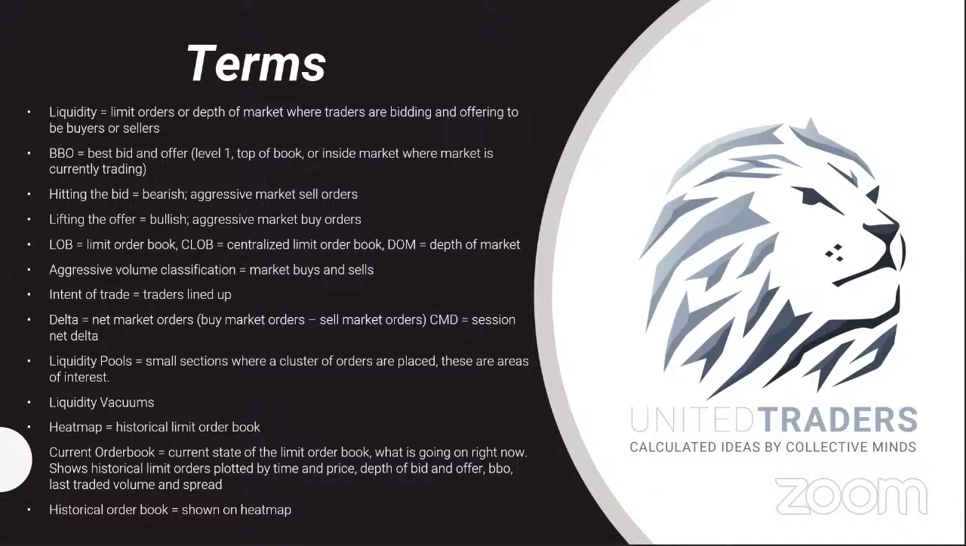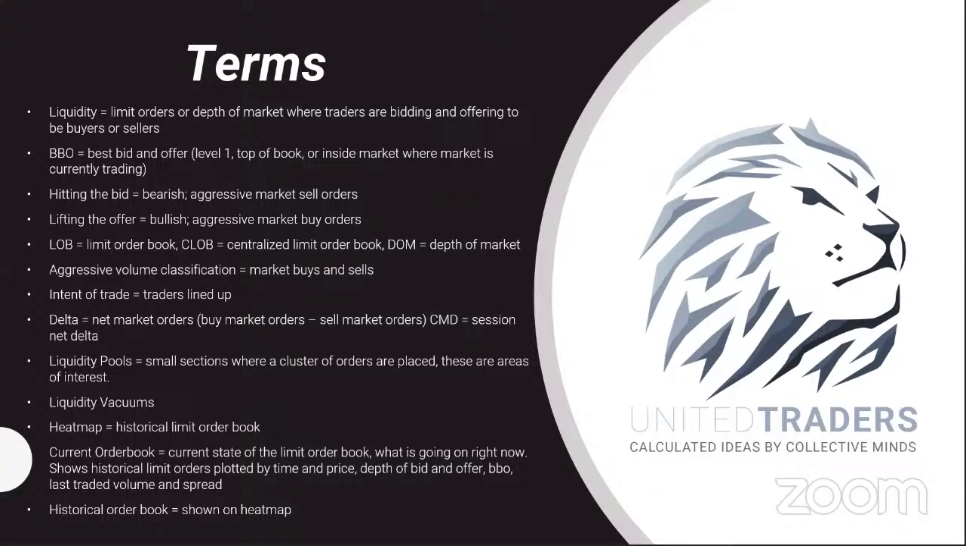Liquidity is the first one. Liquidity is limit orders or depth of market where traders are bidding and offering to be buyers or sellers. A limit order is what I refer to as a passive order. That means if an iPhone is selling for $300, you're like, I don't want to buy it for $300. I'll put a bid to buy an iPhone on eBay for $295. And when it gets to that point, they'll fill me on that order and I'll be able to buy it for $295 because I don't think it's worth $300 yet. And that's why we say it's passive, because you're waiting for price to get to where you want it to be.